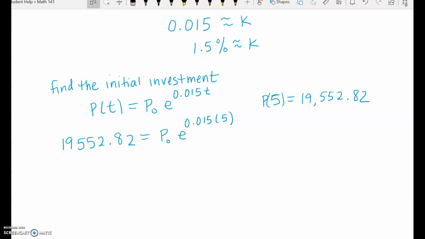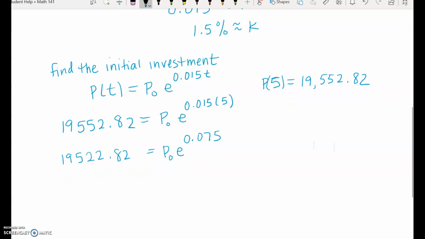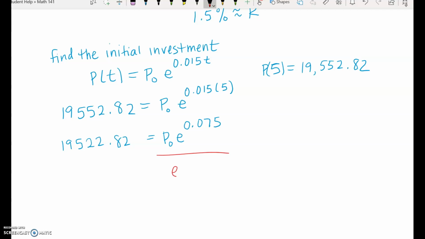So multiplying these two numbers together I get e to the 0.075. And then I can divide both sides by that e to the 0.075. And then plug that into the calculator. And we get that the original investment was about $18,140.